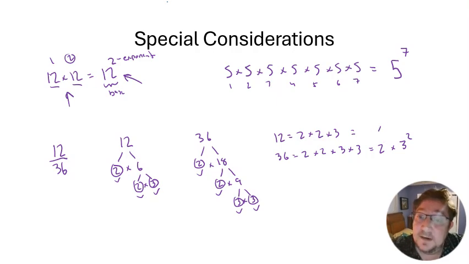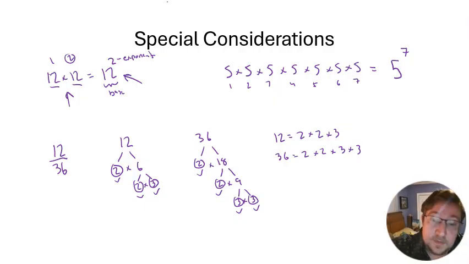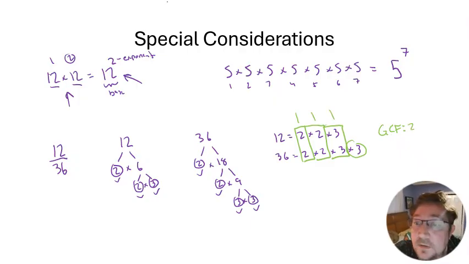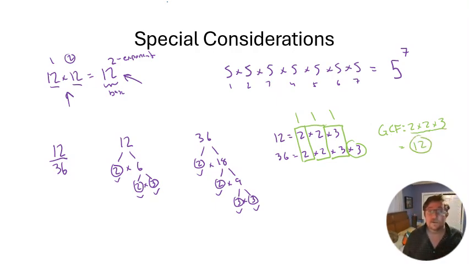But now let's find the greatest common factor between these two numbers. They both have a 2. They both have another 2. They both have a 3. But that's it. They both don't have 2 3s. So my greatest common factor is just what they both have in common, which is 2, 2, and 3. 2 times 2 times 3. And what number is this? 2 times 2 is 4. 4 times 3 is 12. This is my greatest common factor.